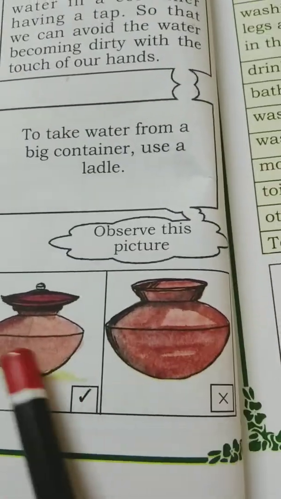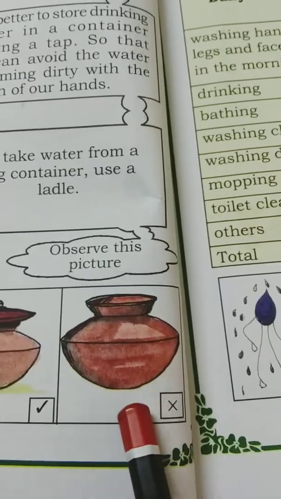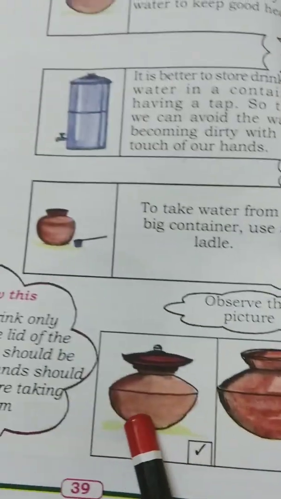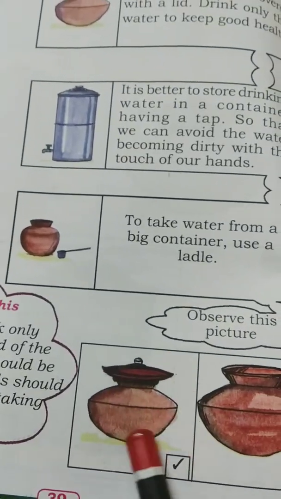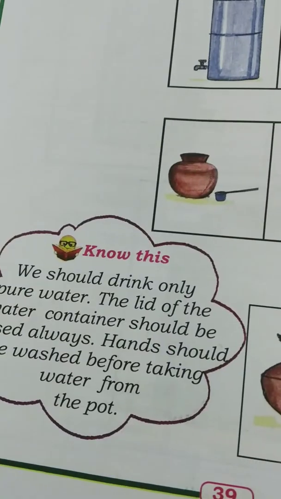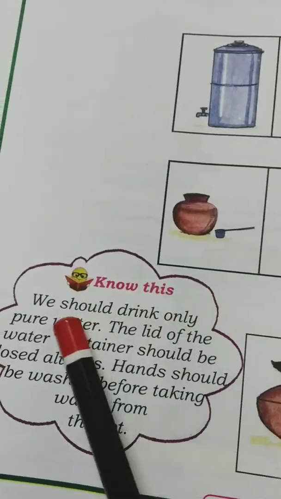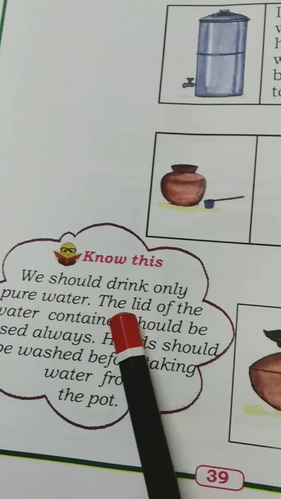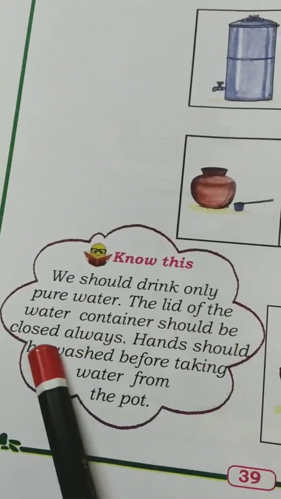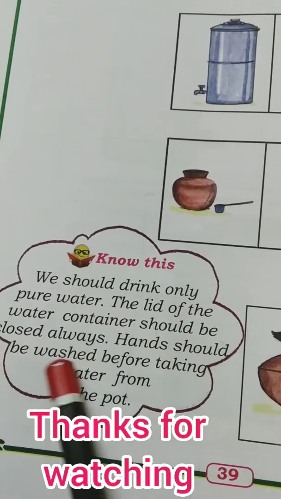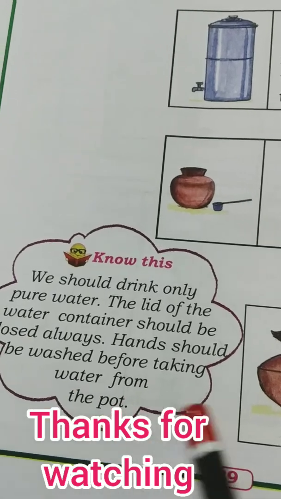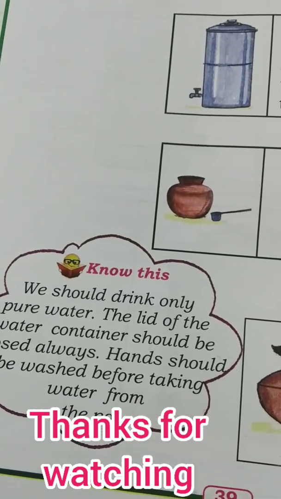Observe this picture. Which is good? This is correct. This is wrong. So we have to put a cross here. This is correct. We always cover a lid for drinking water vessels. The water drop is saying to us, know this. We should drink only pure water. The lid of the water container should be closed always. Hands should be washed before taking water from the pot. Are you following this? If you are not following, please follow this.